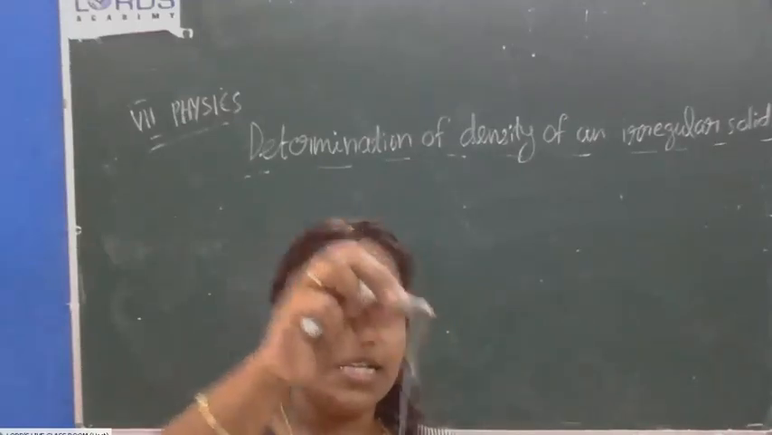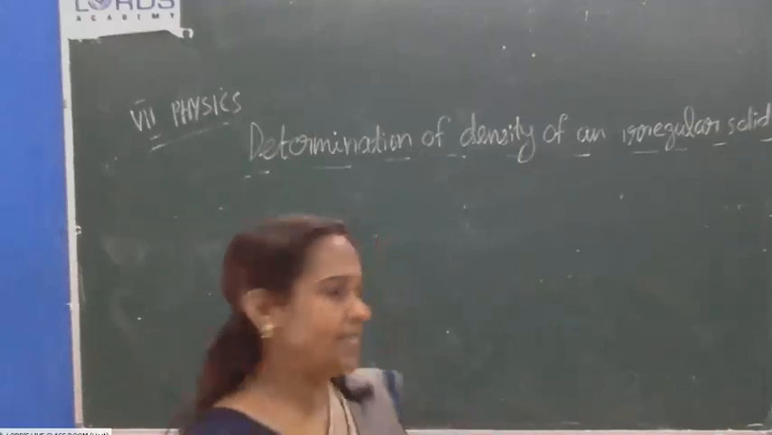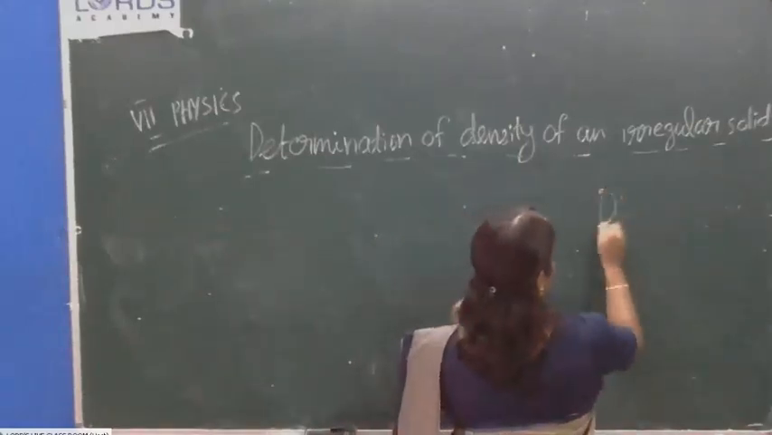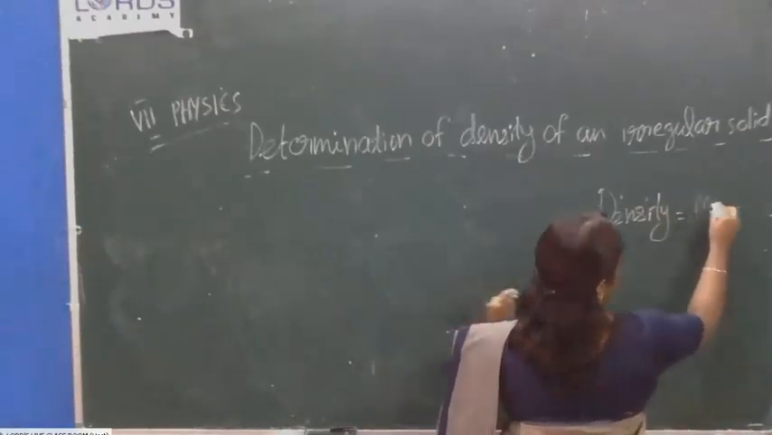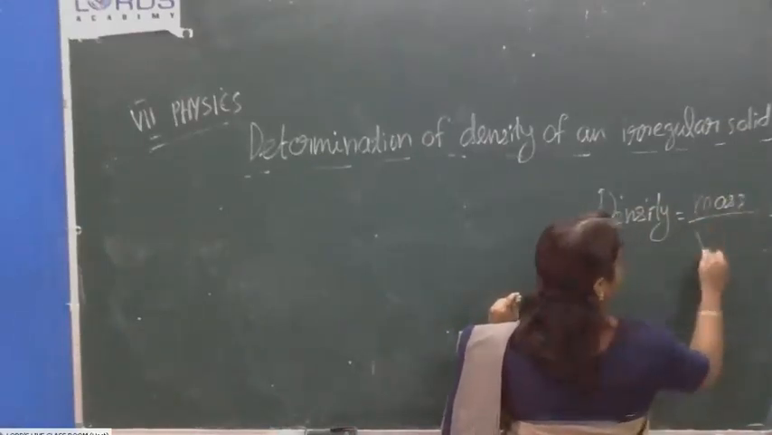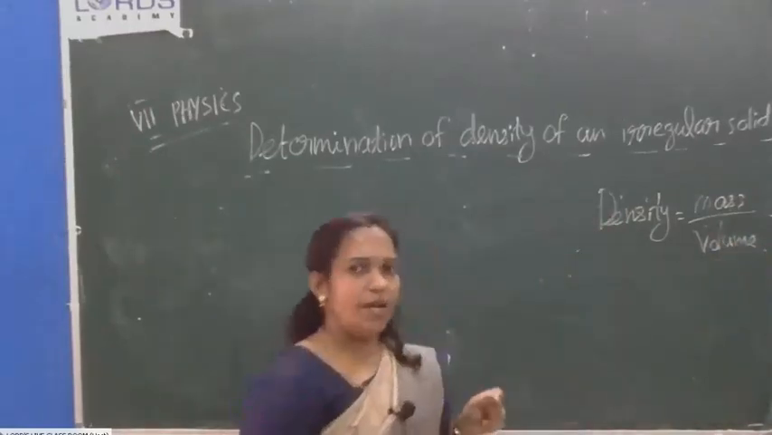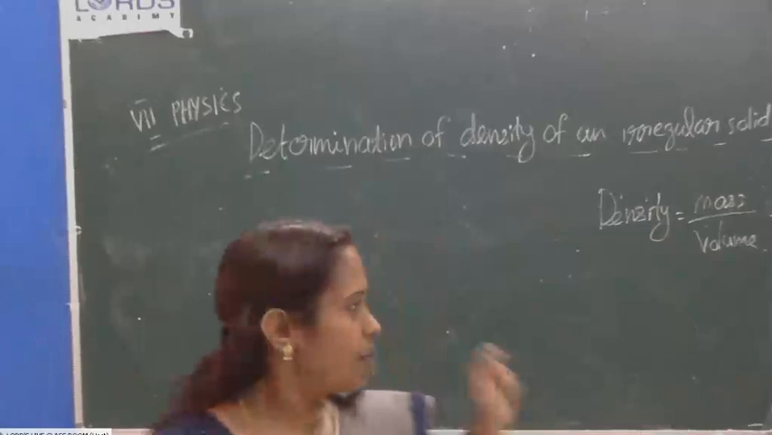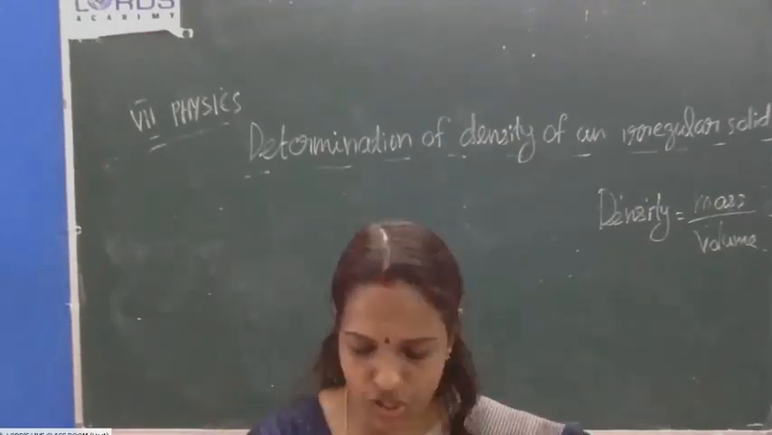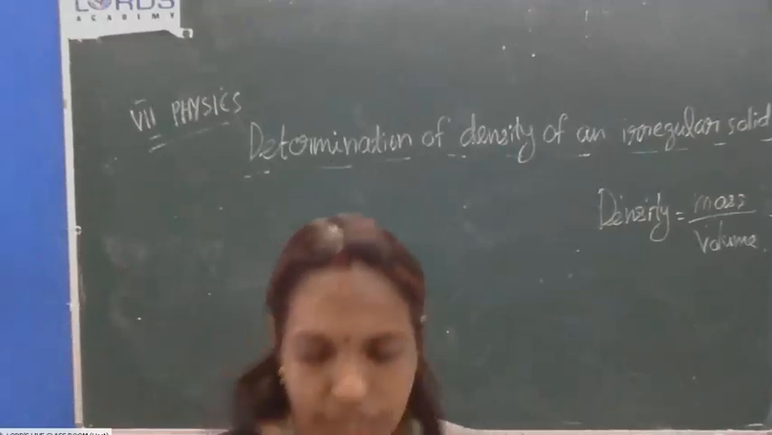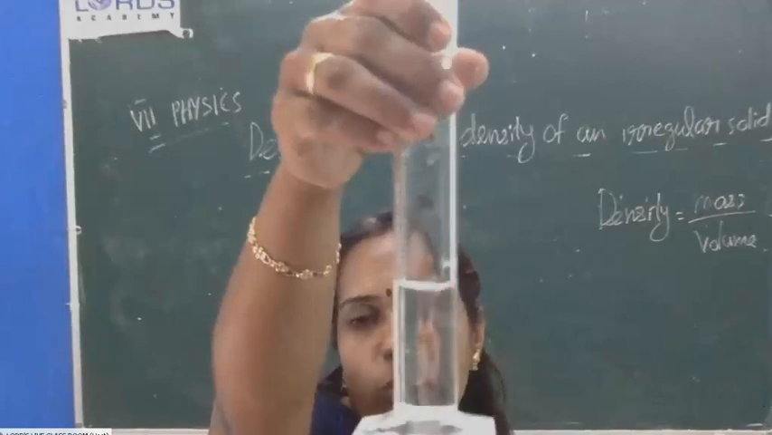Next, I am tying it with a thread. What do I have to calculate? Its density. Density equation all of you know. Density is equal to? Yes, mass by volume. Mass we can measure by beam balance only. Volume, now we are measuring how? Already we took water in this measuring cylinder. And what is the volume of water?